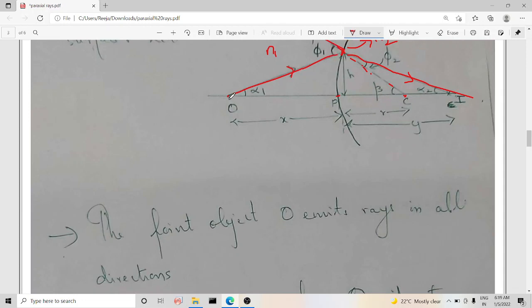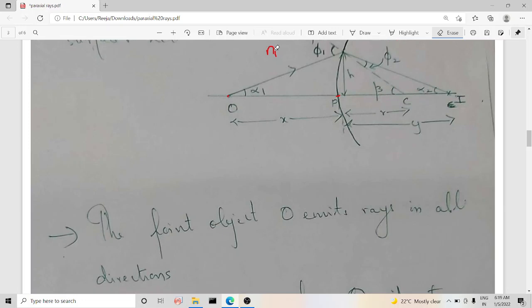To find out what is phi 1, I consider this triangle here. I think it has become an utter mess. So I'll erase all these and let us draw it once again. This triangle here, this side, and this side. So I am considering this triangle.